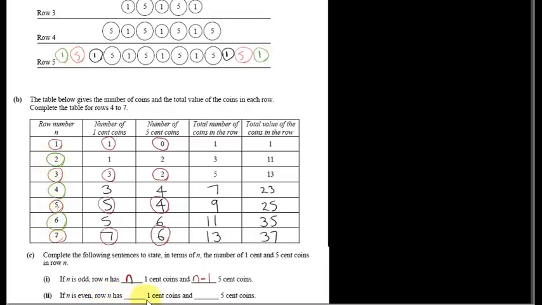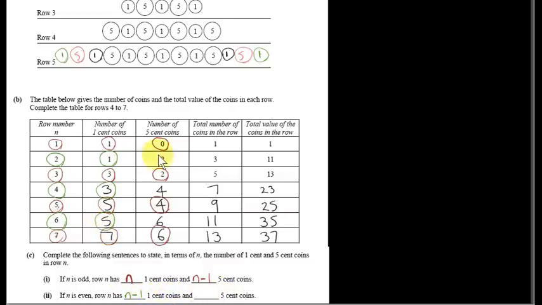Well, row n has how many 1-cent coins? When n is 2, there is 1 1-cent coin. When n is 4, there are 3 1-cent coins. When n is 6, there are 5 1-cent coins. So you can see that the number of 1-cent coins is 1 less than the value of n when n is even. So if the row number is n, where n is an even number, the number of 1-cent coins will be n minus 1. So for example, if n is 6, 6 is even, then the number of 1-cent coins will be 6 minus 1, which is 5.